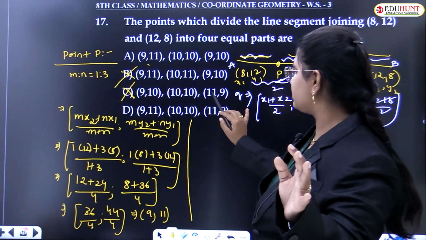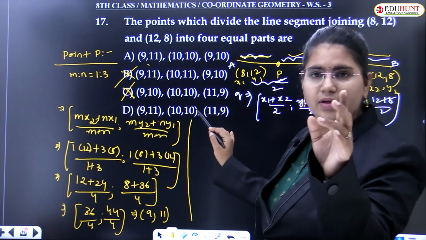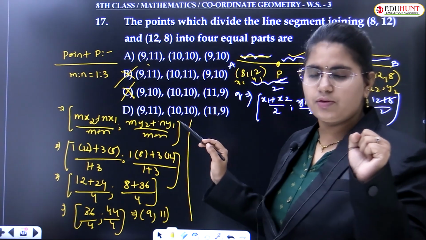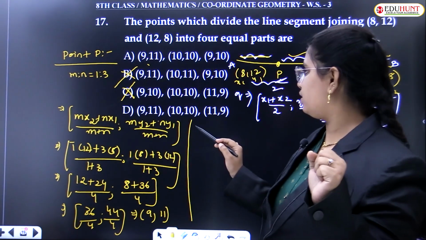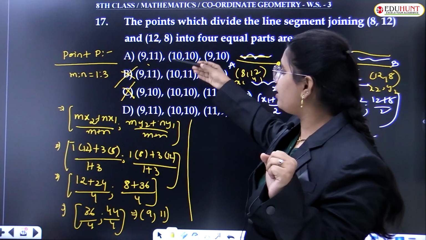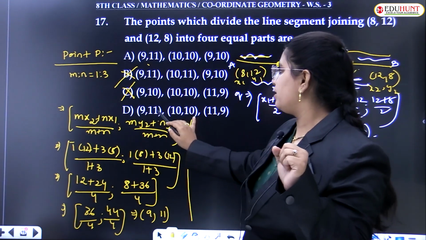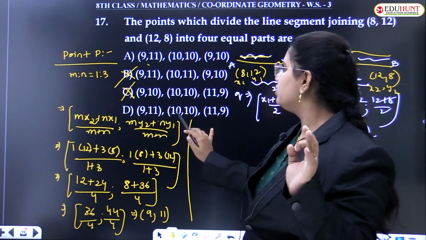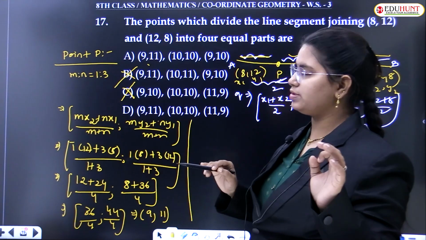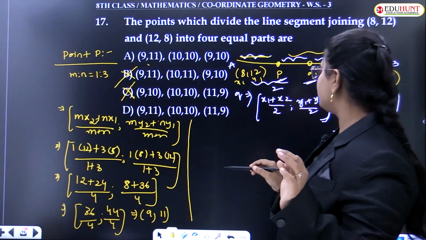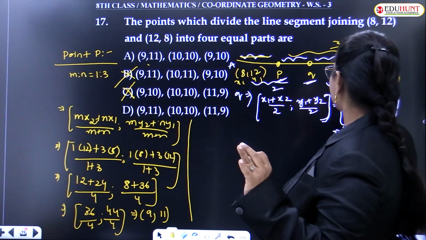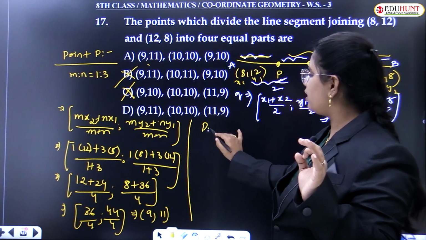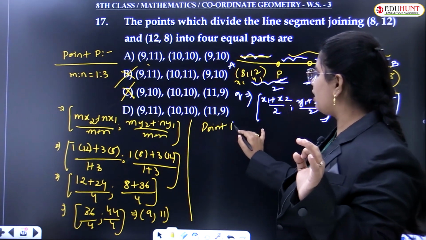Hello guys, just a minute. 11, 9 and 9, 11 is not equal. Okay, Vansh, it is not equal. So either A or D can be the options, right? 9, 11 is there and 10, 10 is there in both the cases. So let's find out, I am just left with point R. Now let's check with point R.